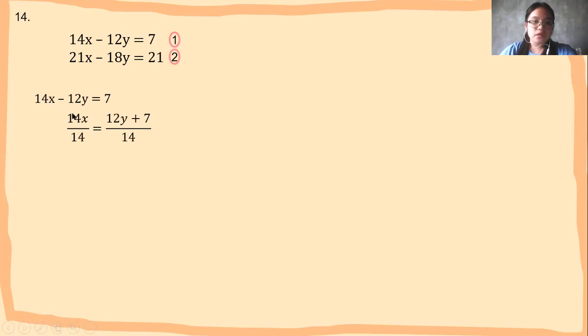We will transpose the negative 12y into the right side, so it will become positive 12y. Divide both sides by 14 and cancel the 14. We now have x is equal to 12y plus 7 over 14. So this is the initial value of x. Next, let's solve for y using the substitution method. Instead of x, we will use 12y plus 7 over 14, in equation number 2.